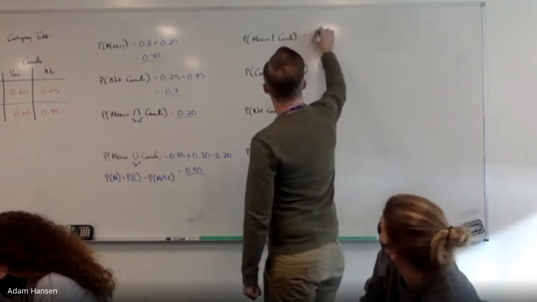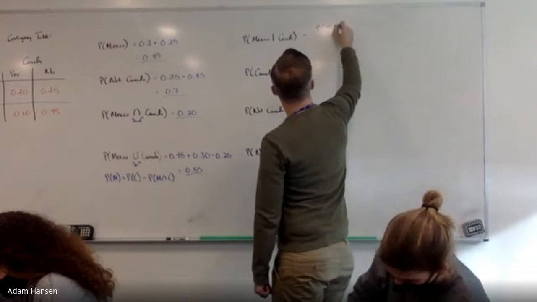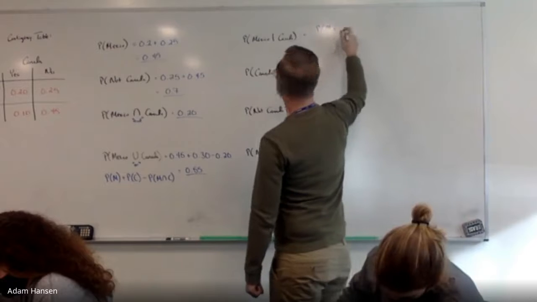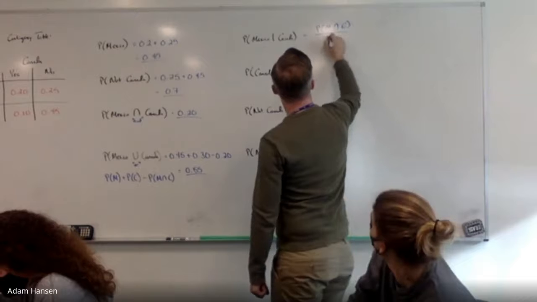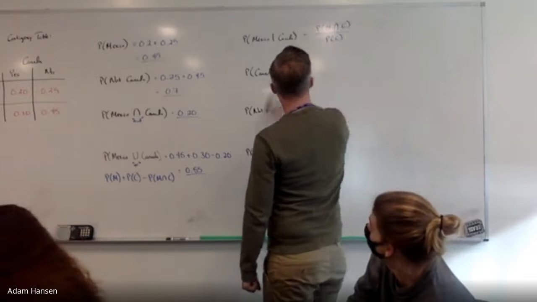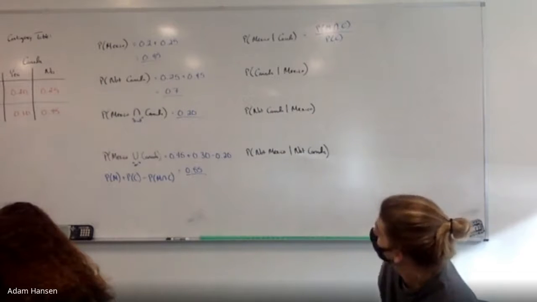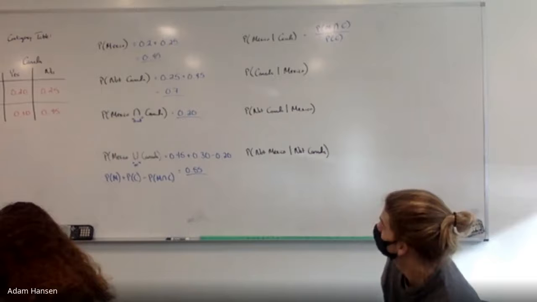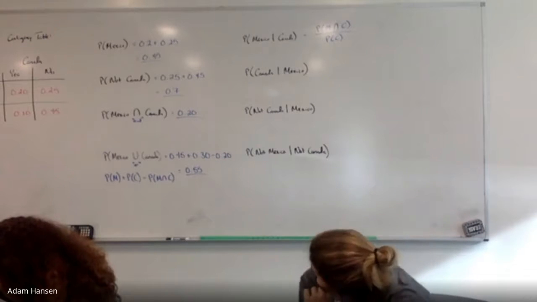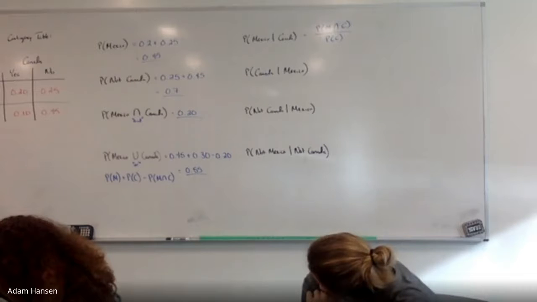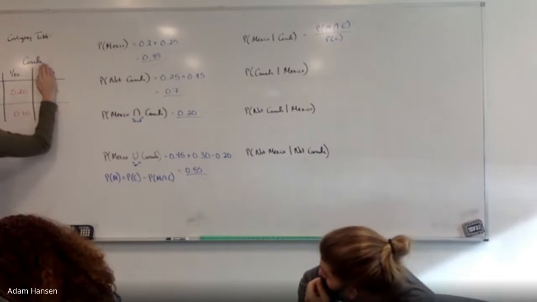So this would be probability of Mexico, sorry, that's backwards, Mexico and Canada, divided by the probability of Canada. Okay, so we're assuming that they've been to Canada. Which column is those that have been to Canada? This column here, right? Yeah.